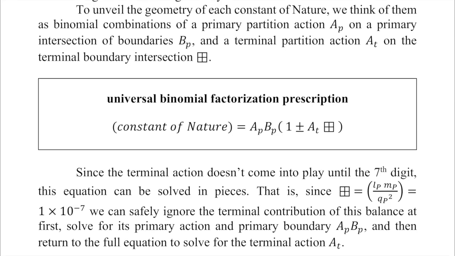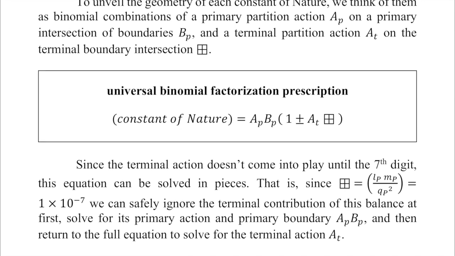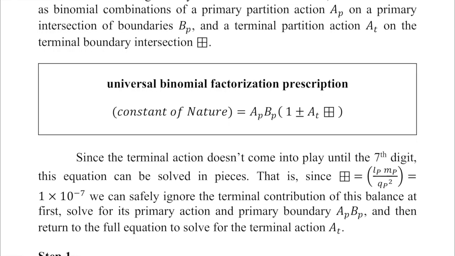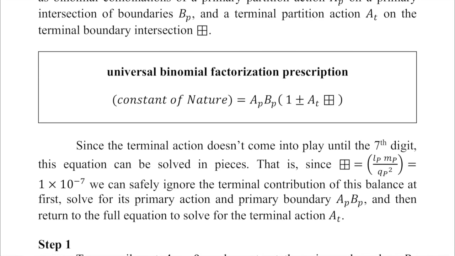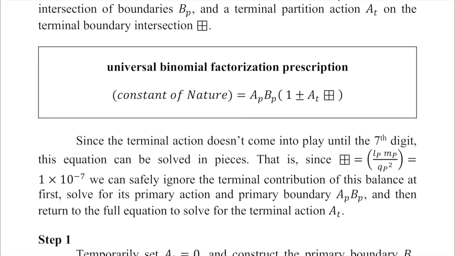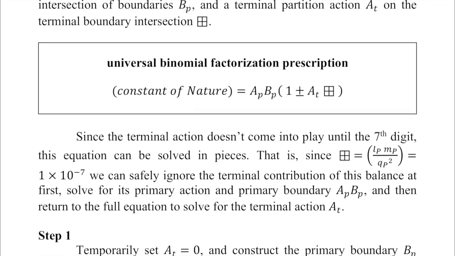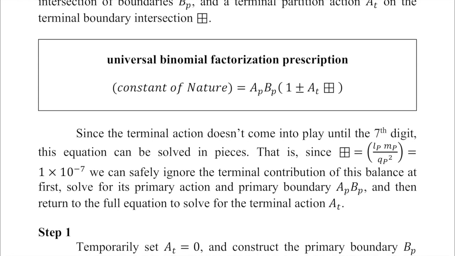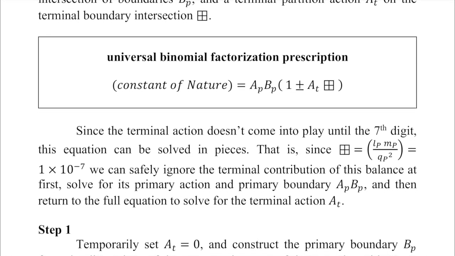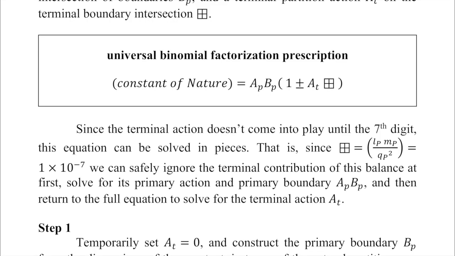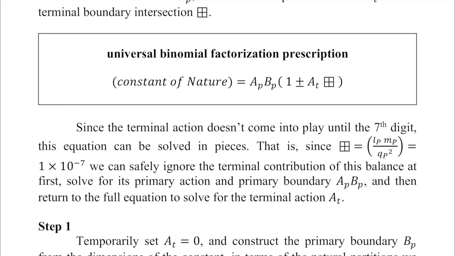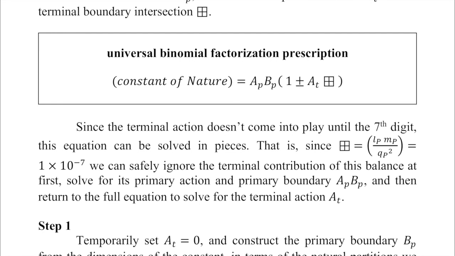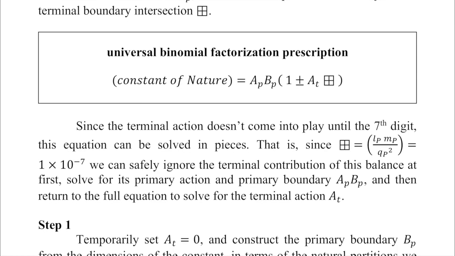So all the different possible expressions on the primary boundary need to be found, but all the terminal boundaries are always this box, okay? So we need to find 2 different unique partition actions, and we need to find the unique boundaries for the primary boundary assortment in each case, and that'll allow us to fully explain each constant of nature. Since the terminal action doesn't come into play until the 7th digit, this equation can be solved in pieces. It's always important to remember this.